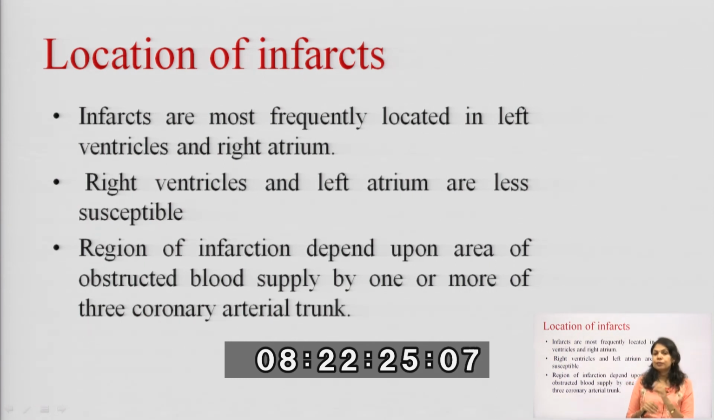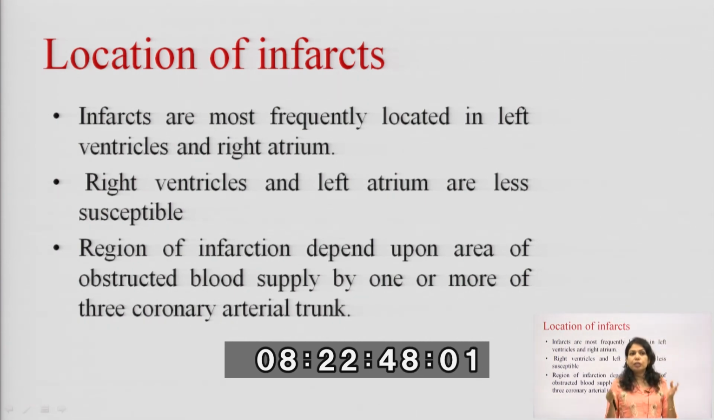And the right atrium is also more affected because the deoxygenated blood is present in the right atrium. Whereas the right ventricle and the left atrium are less susceptible, because in the left atrium, the left auricle, the oxygenated blood is there. So they are less prone to infarct.